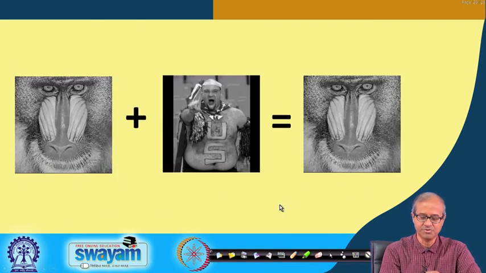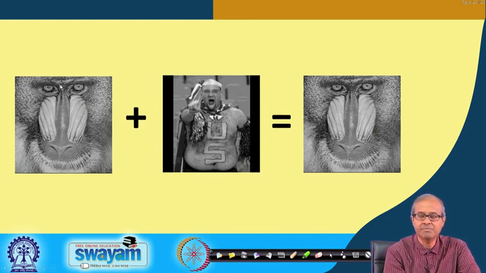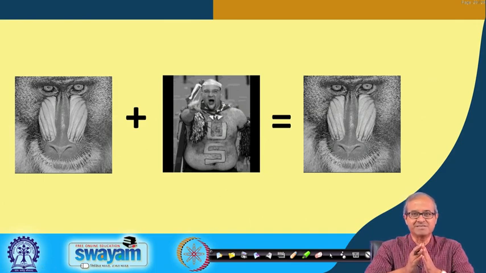Now, another example I am showing: this is a picture of a baboon's face, and this is the picture of a person you are hiding inside it, and this is the final image. Just by looking at this picture, you will not be able to understand that such a big image is hidden inside. So, this is what steganography is.